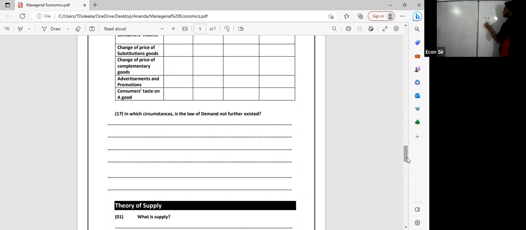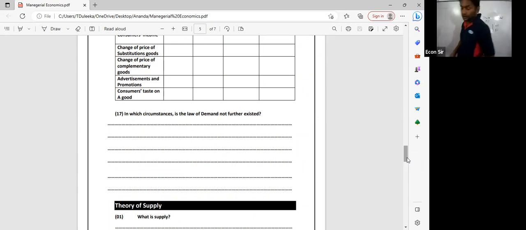X, 5, quantity demanded 100. When the price becomes 10, quantity demanded will be 80. Because why? Under normal circumstances. This is what happens according to the law of demand.